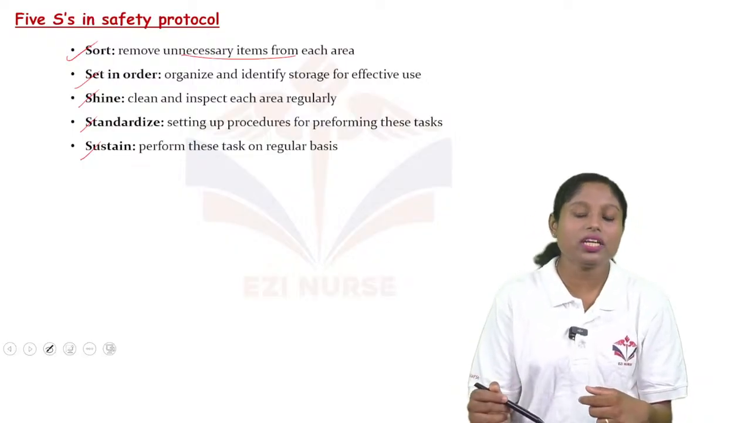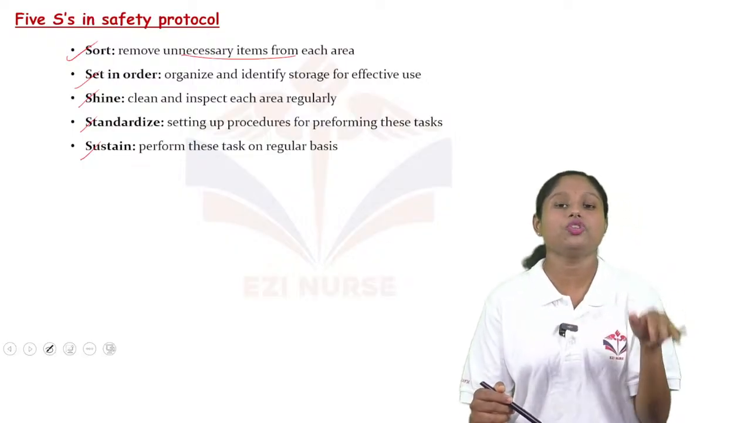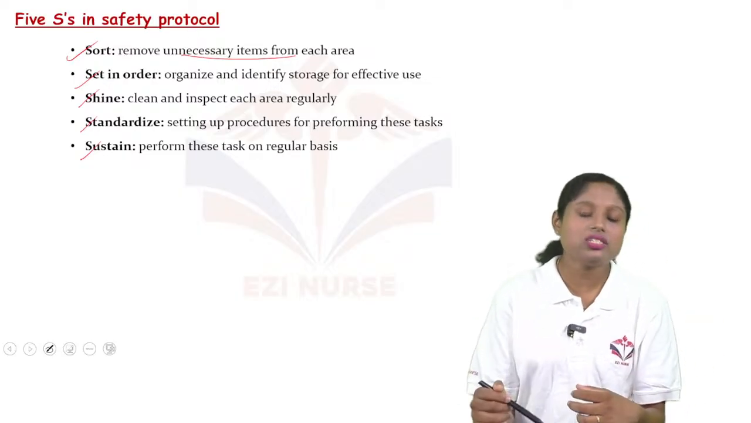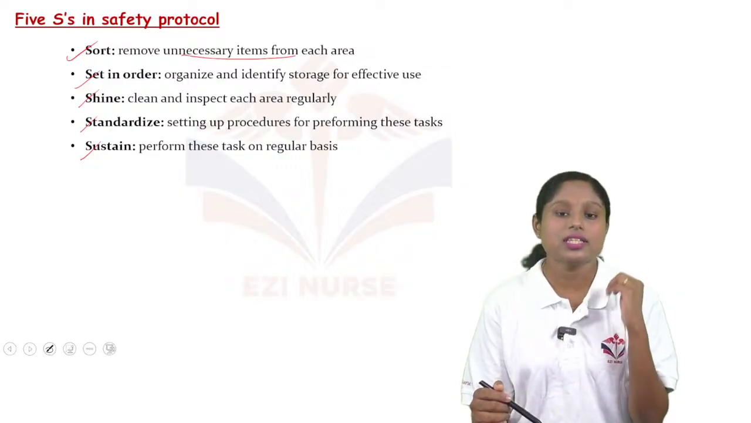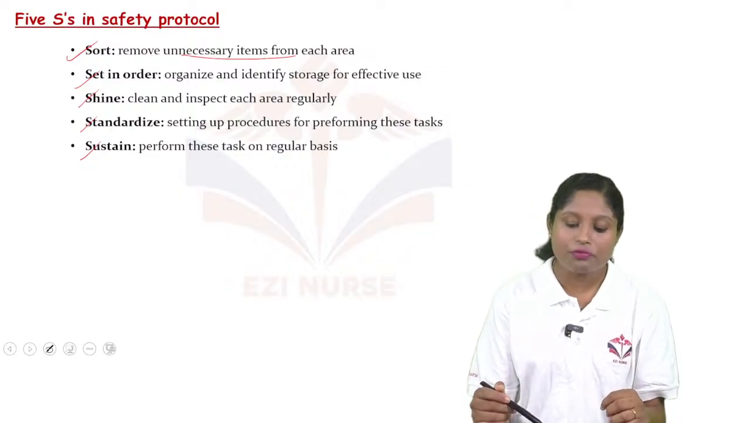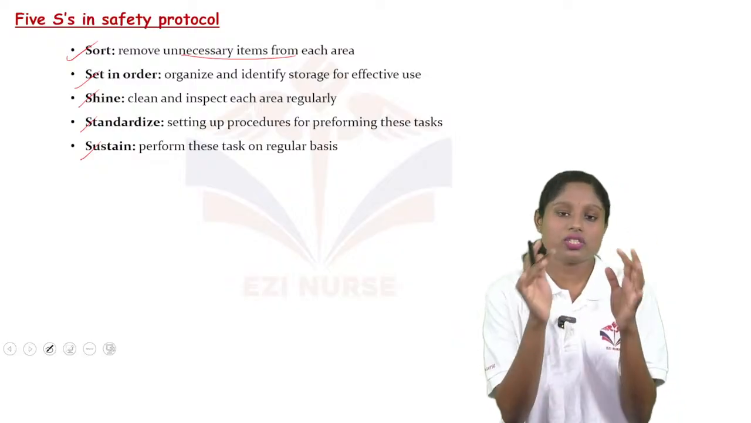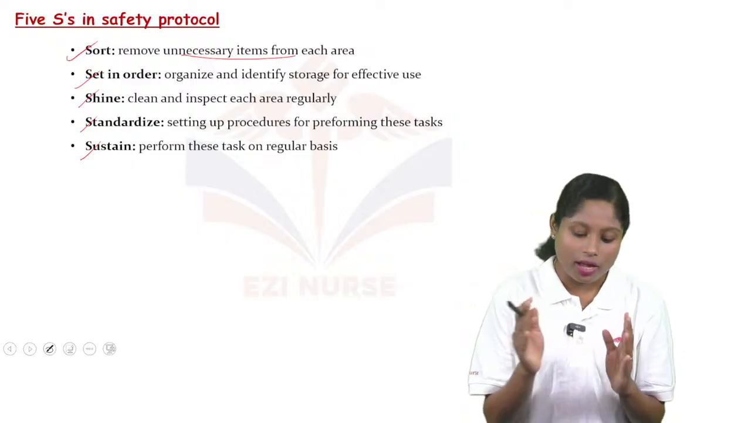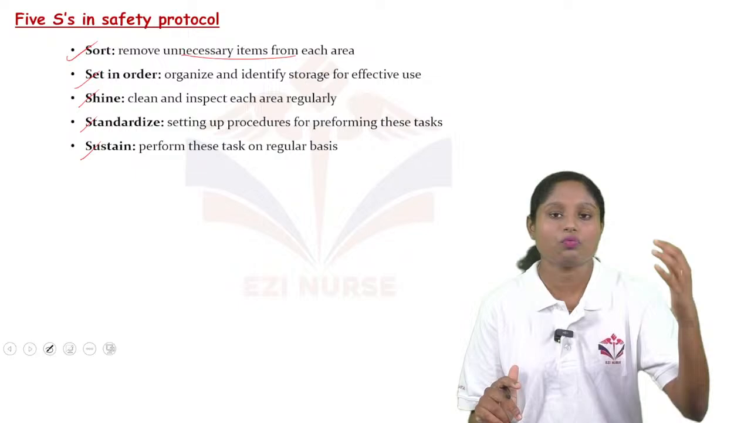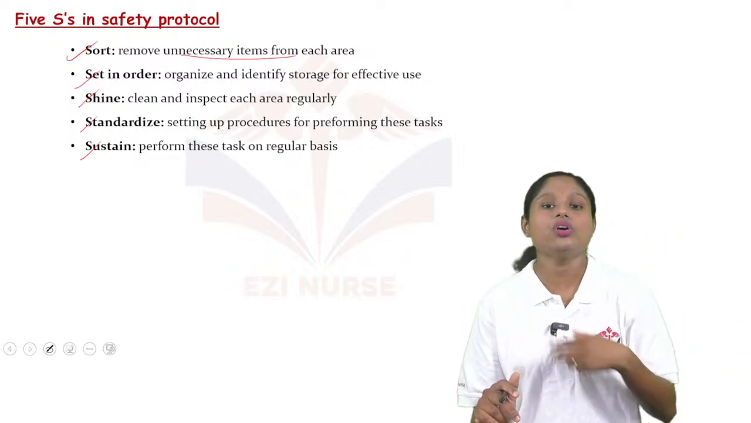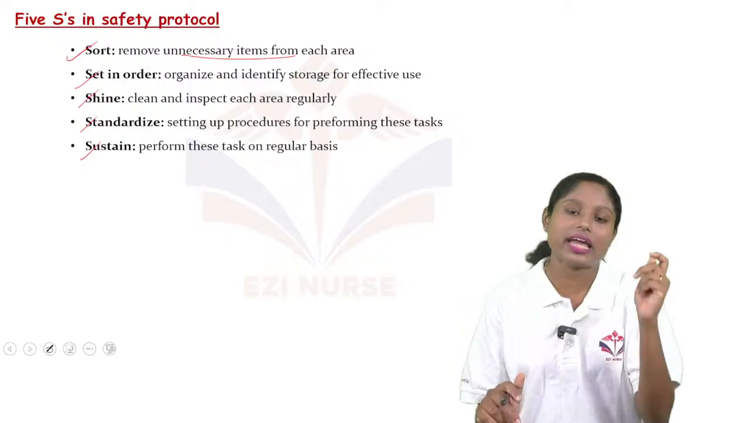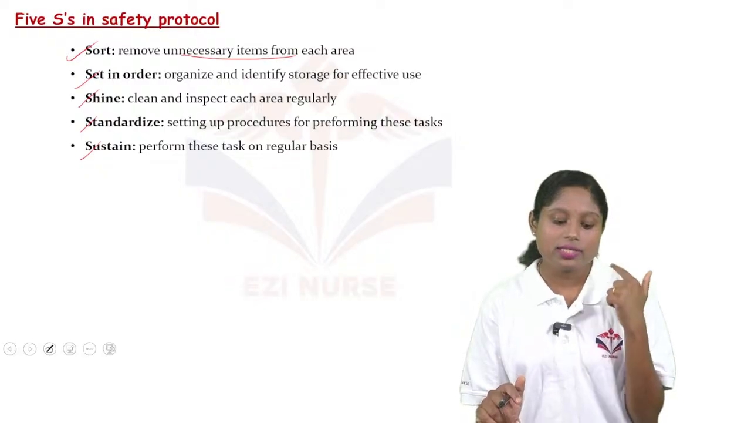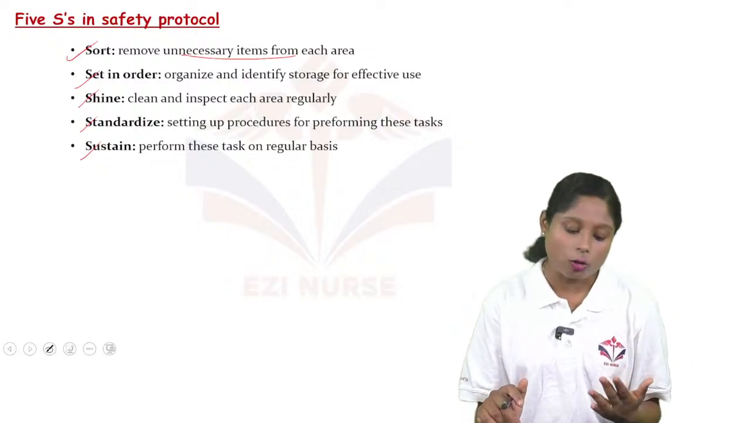Shine: clean and inspect each area regularly. So that area should be shining. How? Keep it clean and infection free. Next is standardize, the fourth one. Setting up procedures for performing these tasks, that is standardizing. Sustain: perform this task on a regular basis. Once we've set the standard, we need to use that standard on a regular basis, that is sustaining. So these are the 5S in safety protocol: sort, set in order, shine, standardize and sustain.